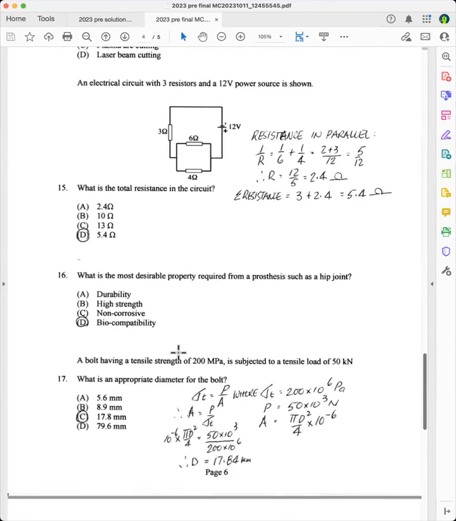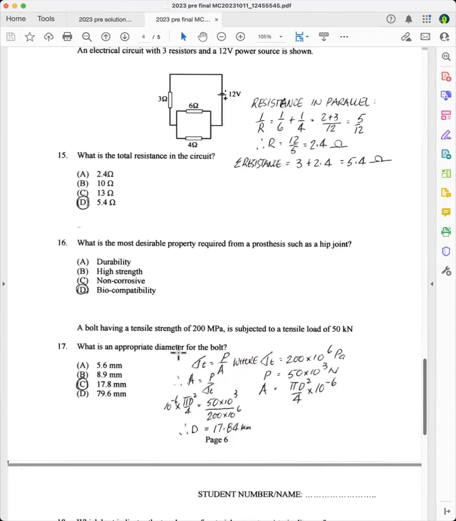Question 16. What's the most desirable property required from a prosthesis, such as a hip joint? These are all desirable properties, but this is the most desirable, biocompatibility. So D is the correct choice for 16.